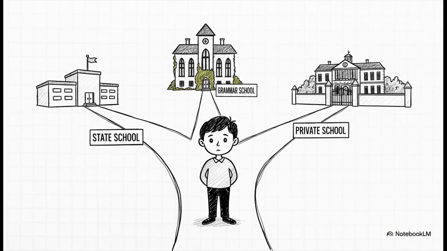To get us started, let's borrow a great little story from statistician Andy Field. When he was a kid, he had to choose between three different types of secondary schools: the local state school, a more selective grammar school, or a private school. Three totally different groups, right? And you can imagine they might lead to very different outcomes.